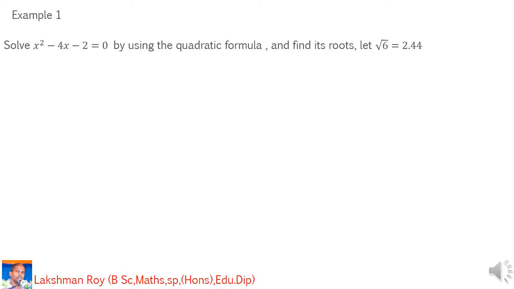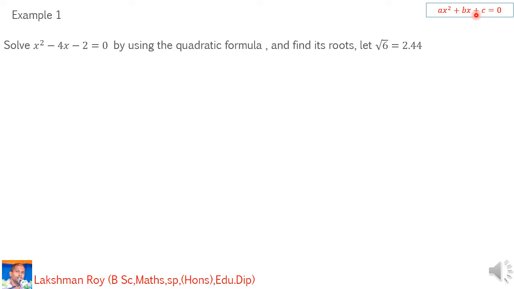Right, now okay students, now we move to the example, right? How to solve a quadratic equation using the formula. So this is my first example. You can see here in this example, I want to solve this equation x² − 4x − 2 = 0 by the quadratic formula. So to find the root, if you want, you can take the square root of 6 as 2.44, right?